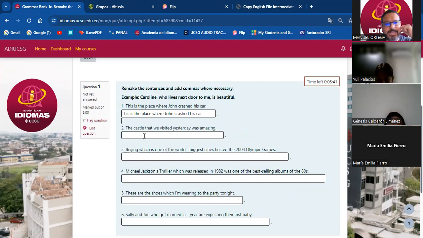Okay, the castle that we visited yesterday was amazing. It is the same, I think, in number 2. Exactly. In that one, we're going to keep the same because we need all the information to make the sentence complete.